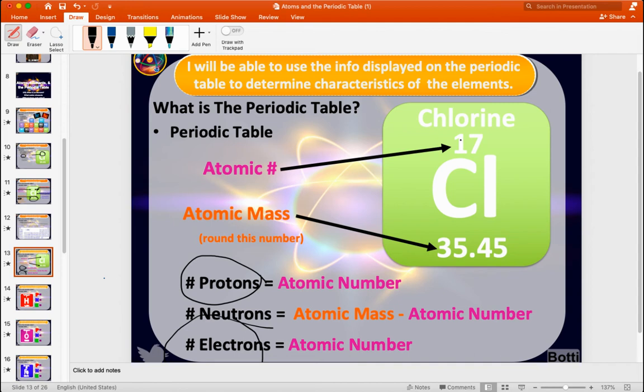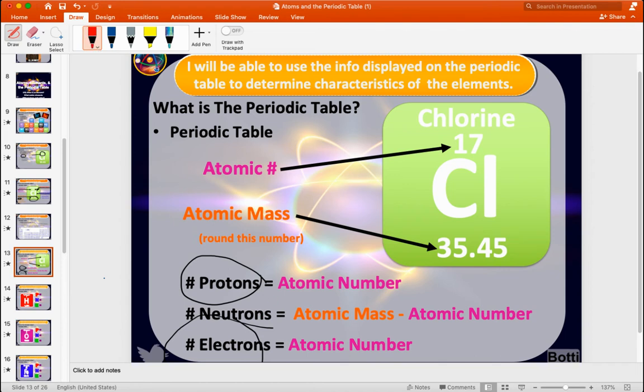The number of electrons is equal to the atomic number when we have a neutral atom. For our purposes, we're going to assume that all of our atoms are neutral. So for my class, if you have an atomic number of 17, that means you have 17 protons and 17 electrons. Now neutrons is where things get a little bit different.